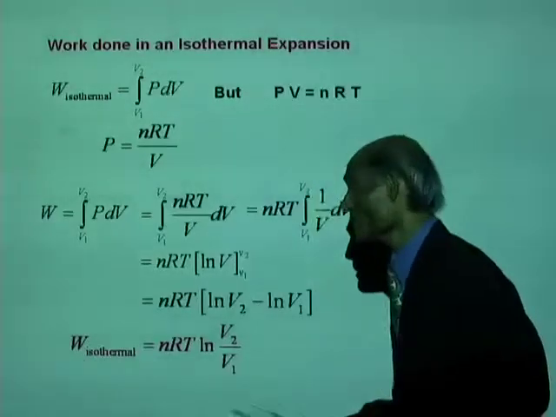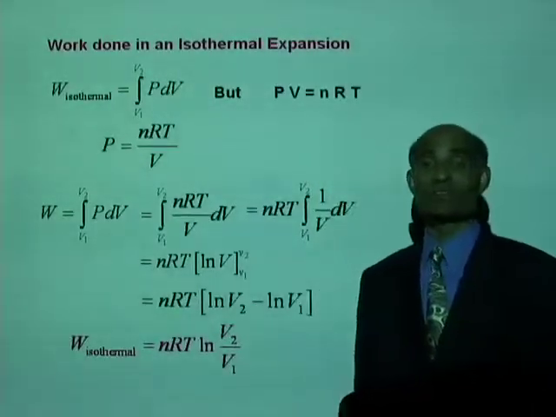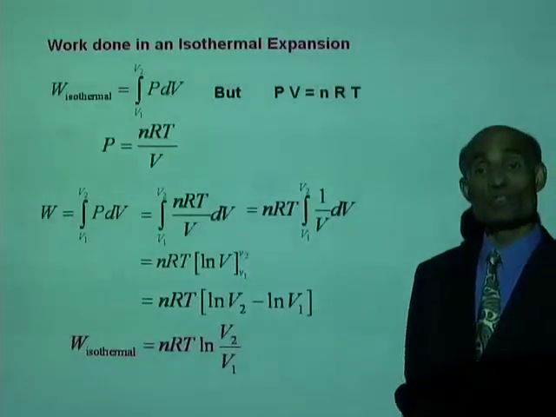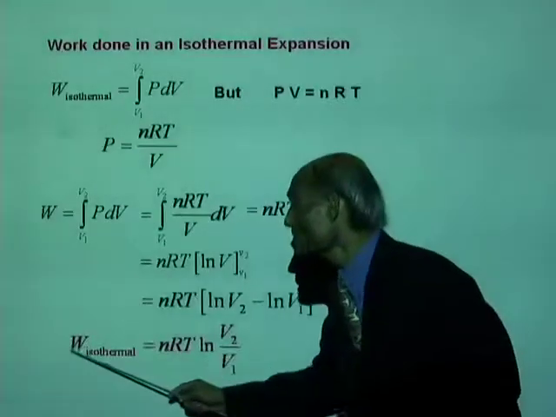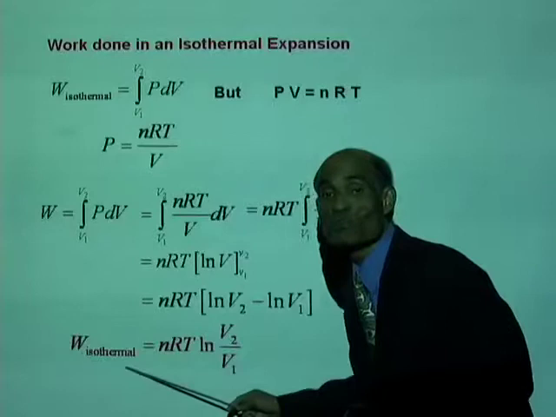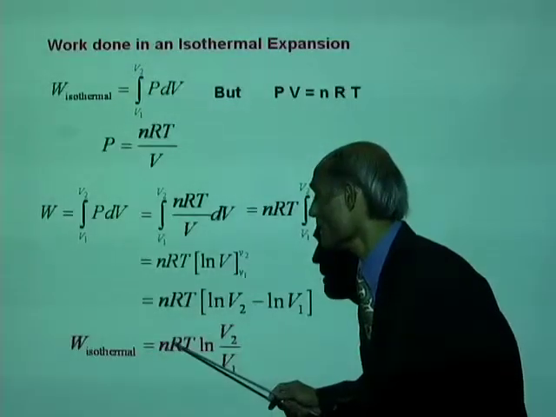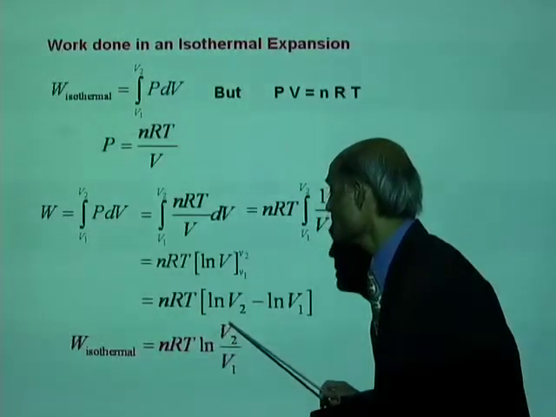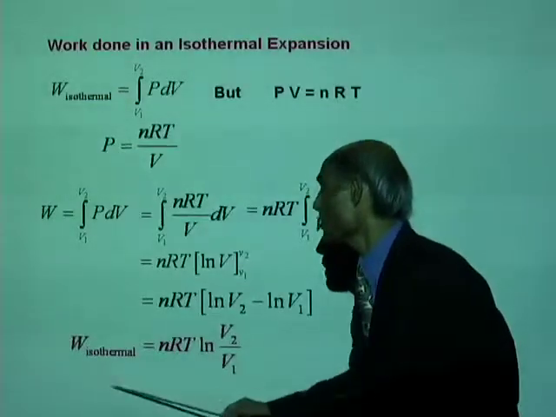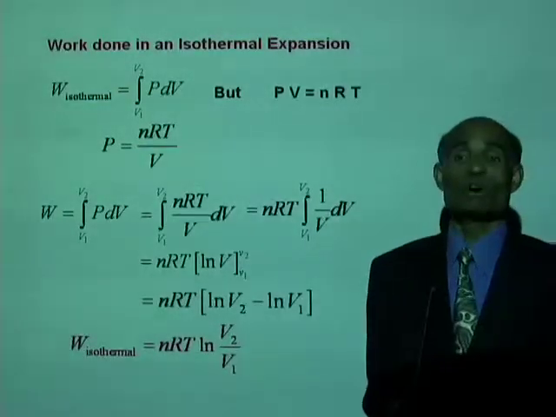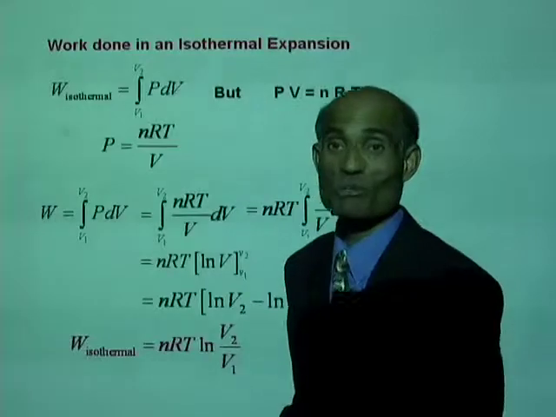And here is another important equation that you cannot afford to forget. Work done in an isothermal process is nRT ln V2 over V1. Take note of that. Work done in an isothermal process.